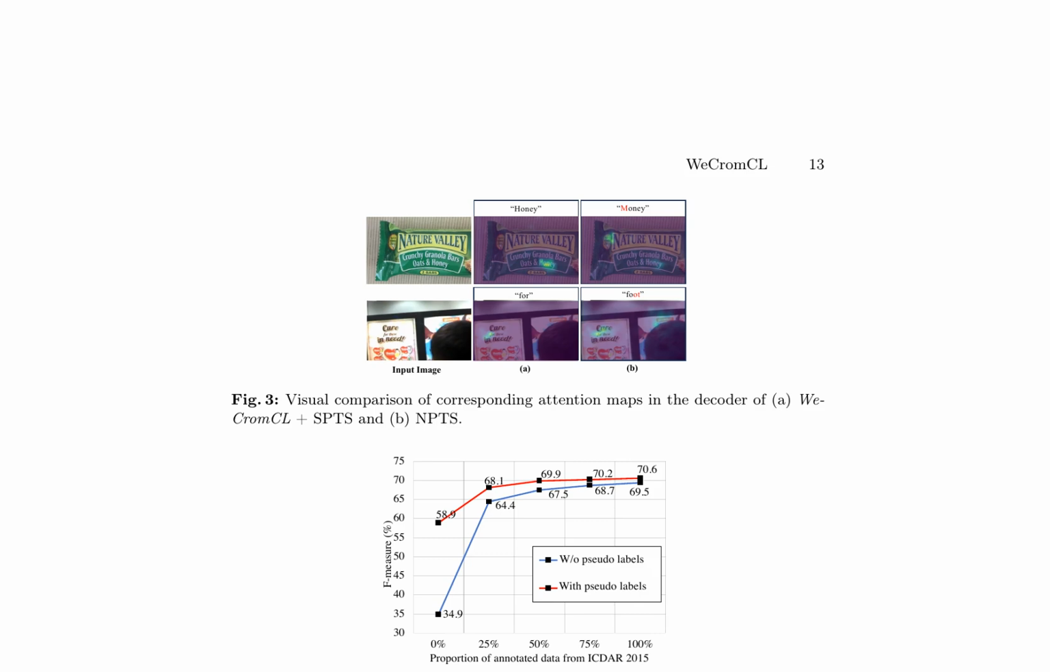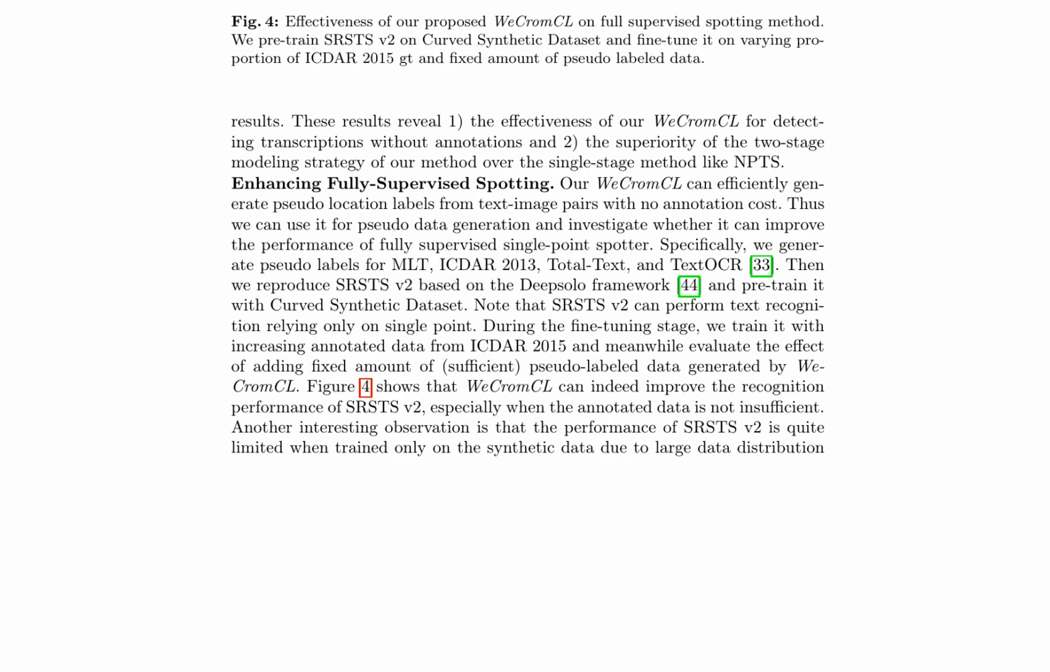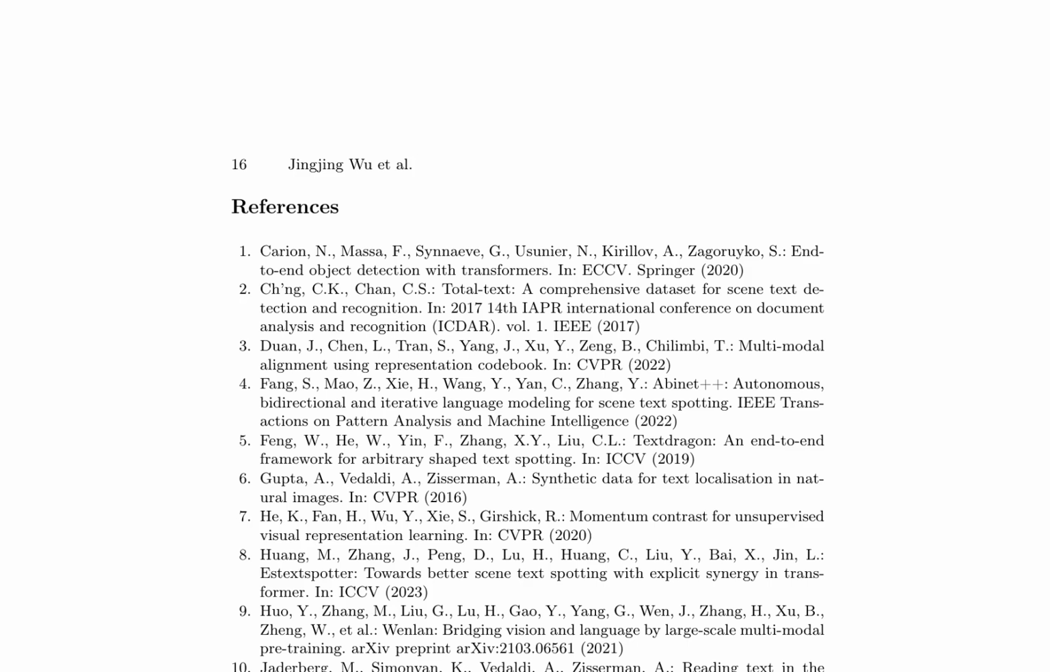By pre-training SRSTS-V2 on a curved synthetic dataset and fine-tuning it on varying proportions of ICDAR 2015 GT and fixed amounts of pseudo-labeled data, the authors observe that WeCromCL can improve the recognition performance of SRSTS-V2, especially when annotated data is limited. Qualitative results of the transcription-only supervised text spotter on ICDAR 2013, ICDAR 2015, Total-Text, and CTW1500 datasets are presented, showcasing the estimated anchor points and sampled points.